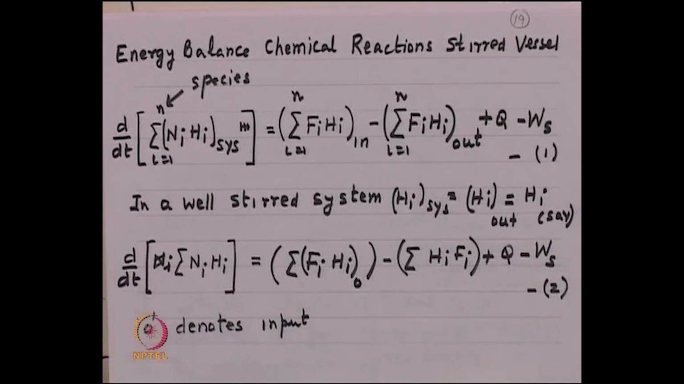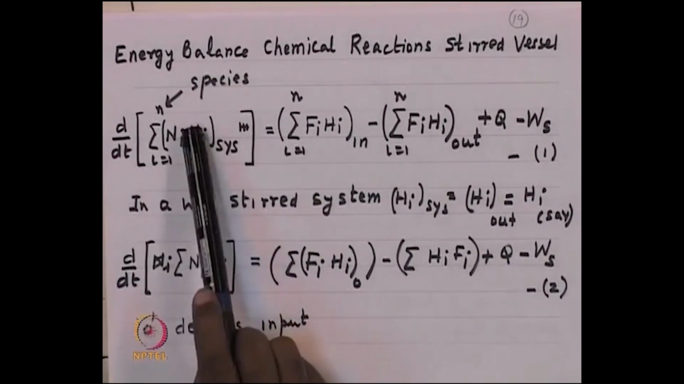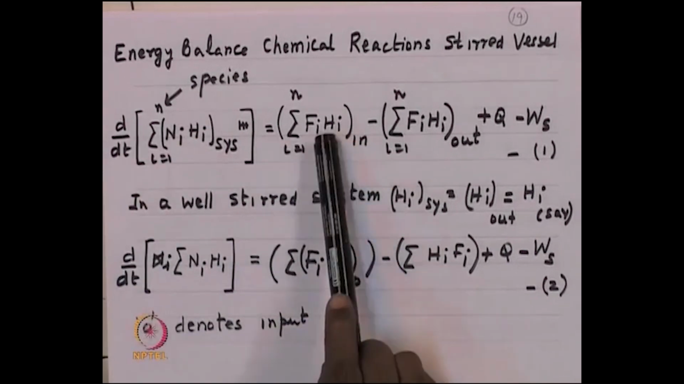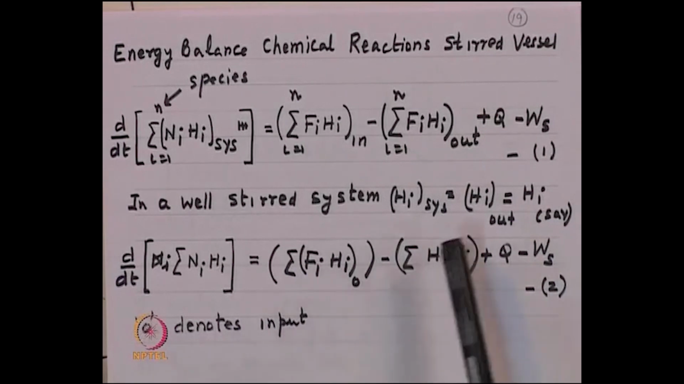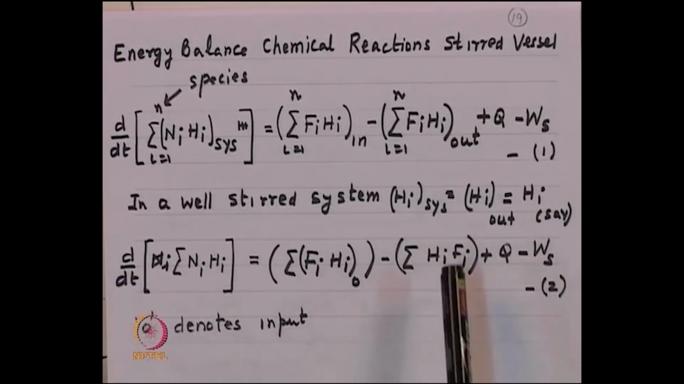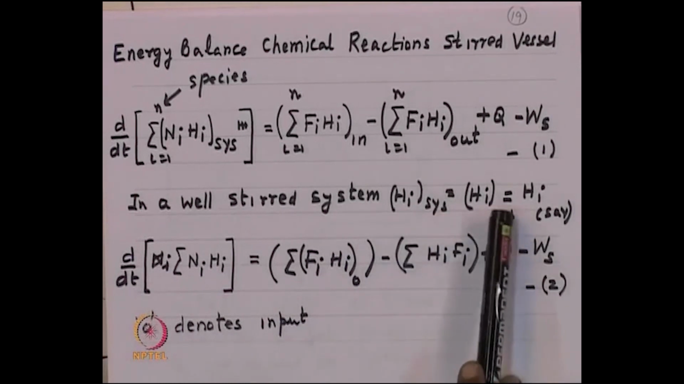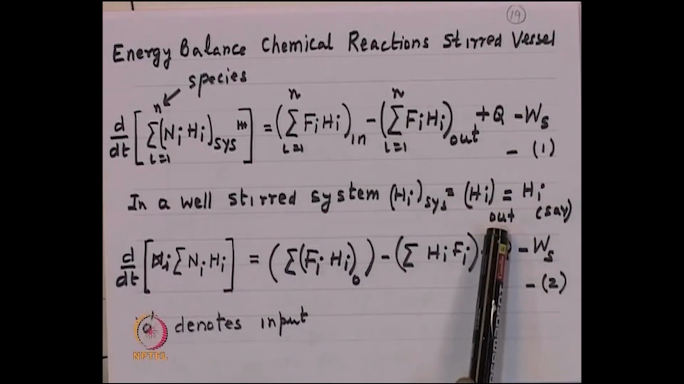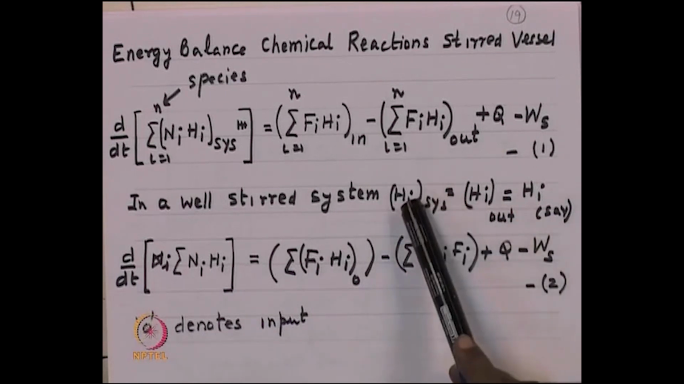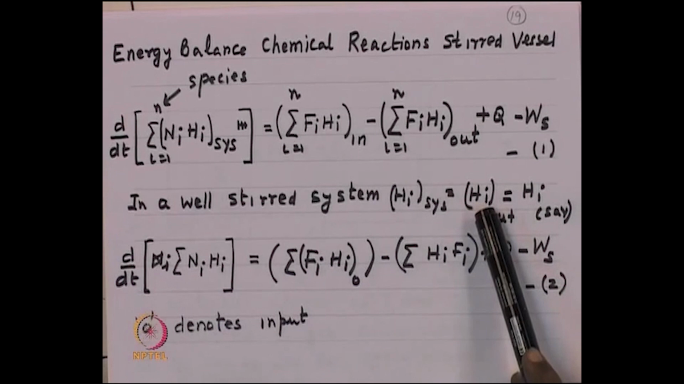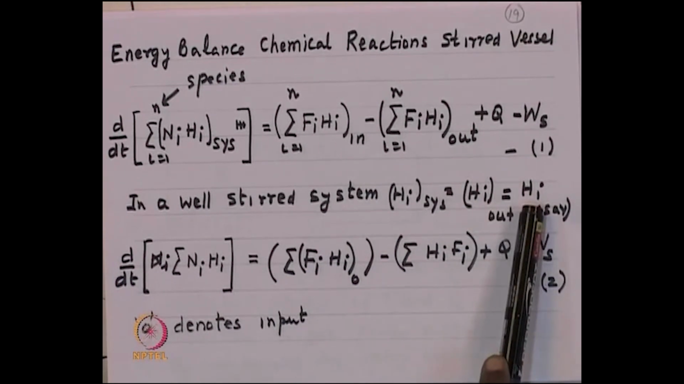So, just to summarize, what we are saying is that you have an energy balance where the system has some amount of energy equal to amount of energy coming in, amount of energy going out plus Q minus W s. Just to put it in the context of a stirred vessel, what we have said is that H I system therefore, is also equal to H I out. Our nomenclature is that the intensive properties of the system is also equal to the intensive property of the exit stream. Therefore, I have denoted it as H I.